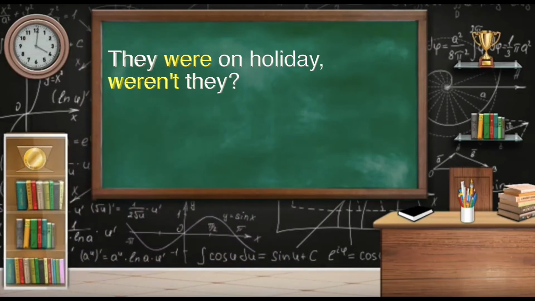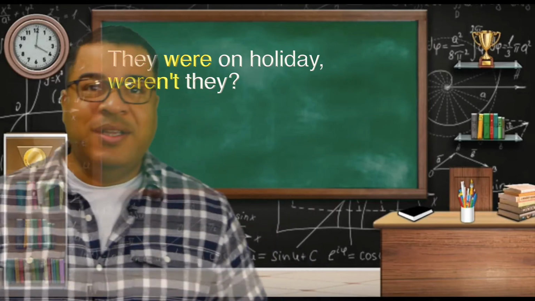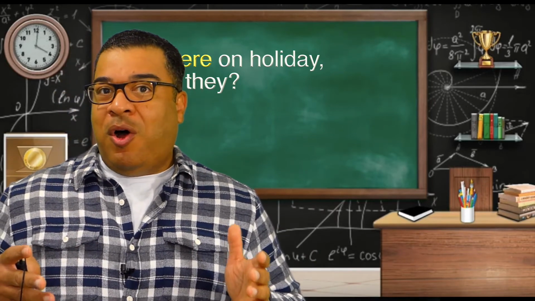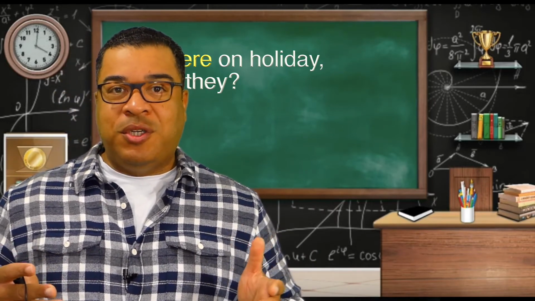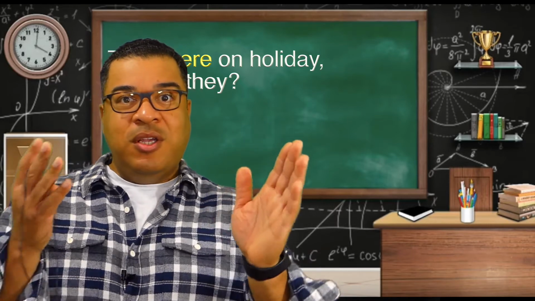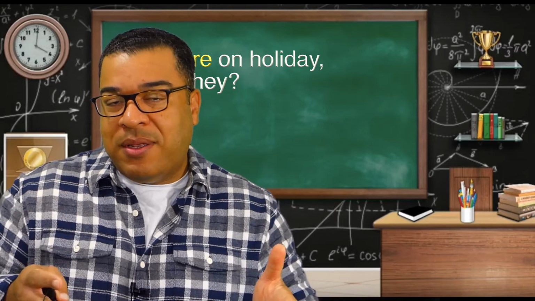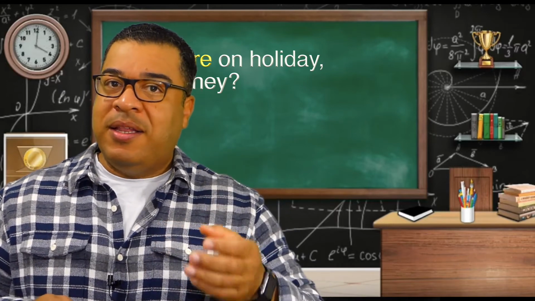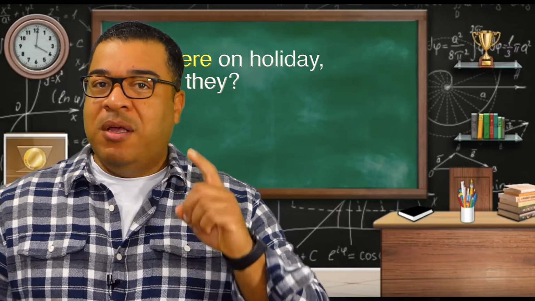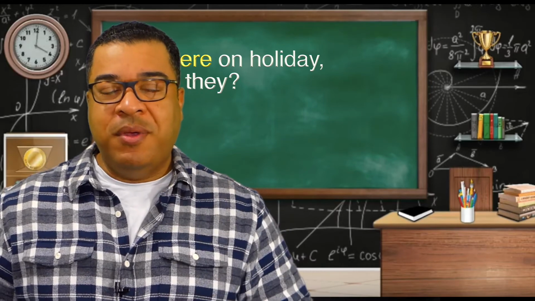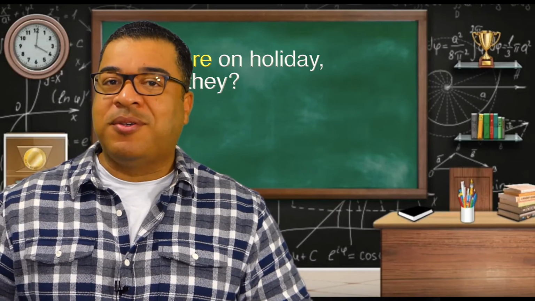They were on holiday, weren't they? Again, you just take were, change it to negative, weren't, and then you put they after. So as you can see here, all you're doing with a tag question is taking it and switching it around. You're making a statement, and at the end, that statement becomes a question because you just want to confirm that your information is correct.